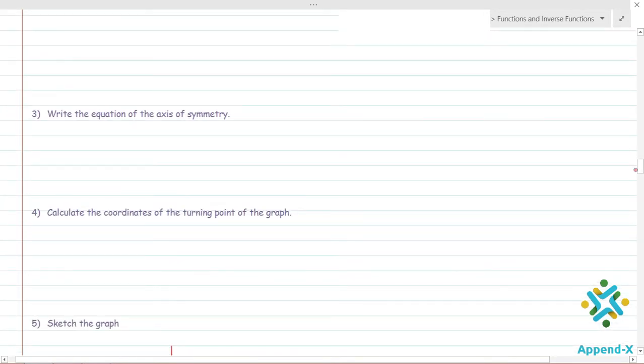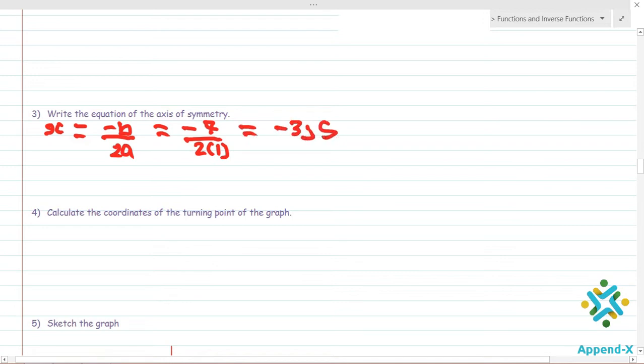The next thing to do is to write the equation of the axis of symmetry. Now, we determine the equation of the axis of symmetry using the formula x is equal to negative b over 2a, and in our case b is 7, therefore this is negative 7 over 2, and a is 1. Now this is equal to negative 3.5. That is the x value of the axis of symmetry.